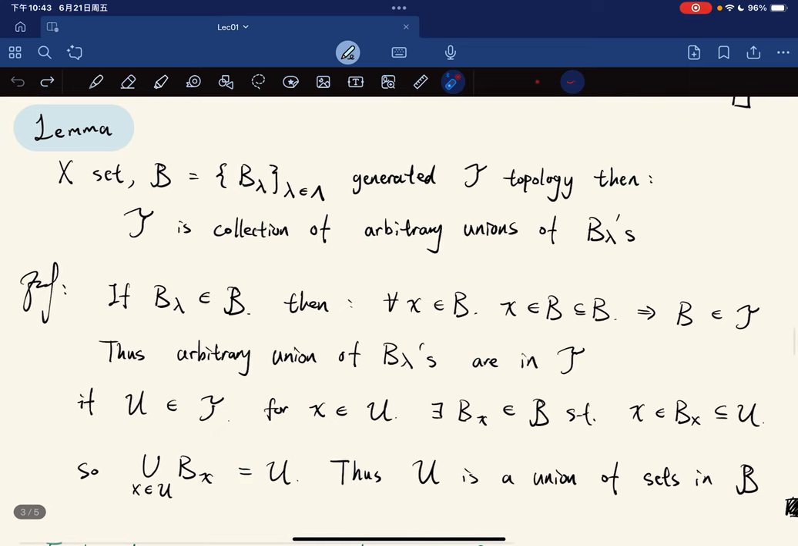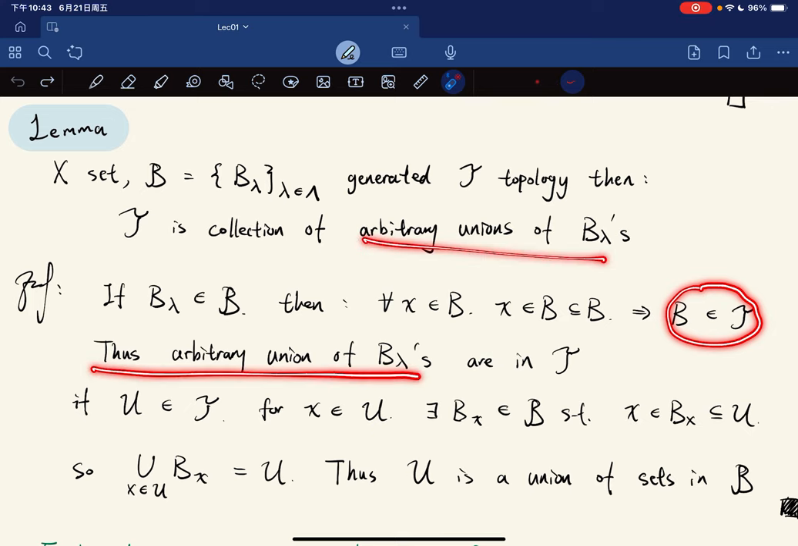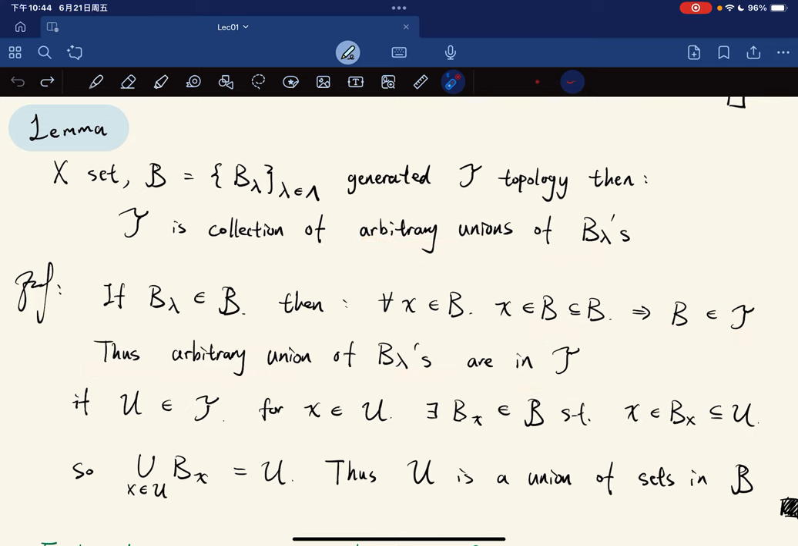So we can describe the open sets this way: when we say a topology generated by a basis, then all the open sets are basically just a union of some B lambdas. So first, if B lambdas are in B, then B is open in the topology generated by it. So all the basis elements are open, which means that all the arbitrary unions are again open.